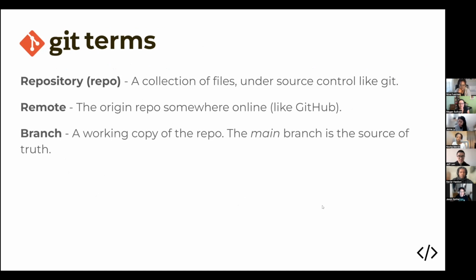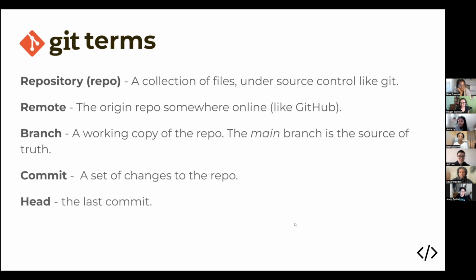The main branch is a source of truth. There are different styles of how things work, but in our case, we're going to say main is where everything lives. Main is usually production. Anything that gets into main will eventually get to production, and then you work on feature branches. A commit is a set of changes to the repo. If anytime you guys have questions, just shout out. And then head is the last commit. That's more esoteric, but that's fine.